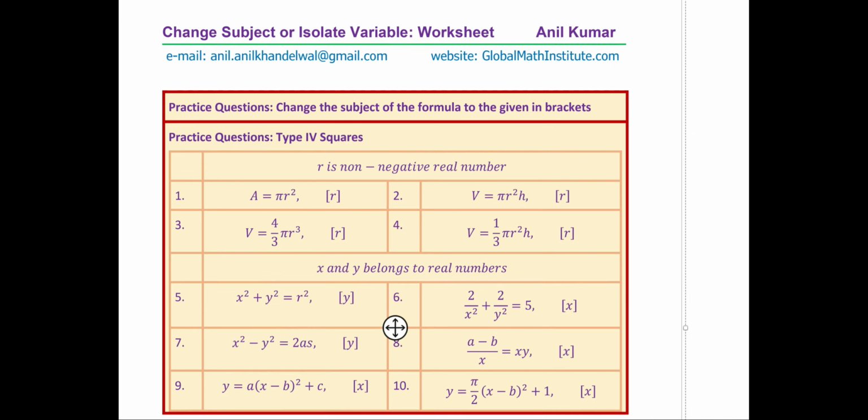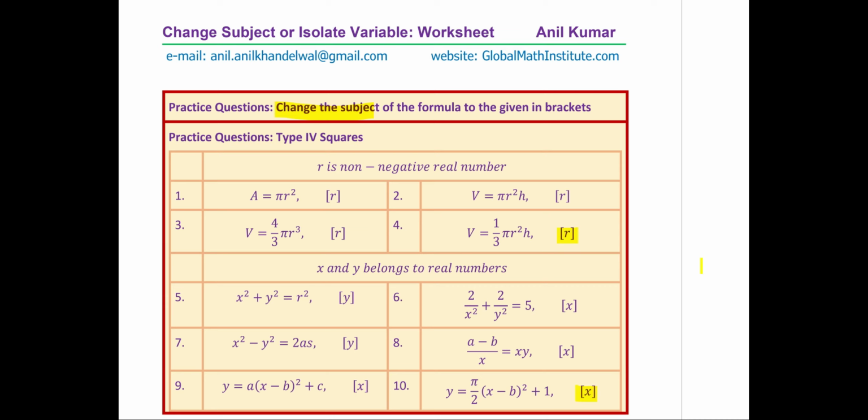Now let's move on to the ones which have squares involved. Very common formulas: A equals pi r squared, volume equals 4 by 3 pi r cubed, and so on, right? Well, this one is a cube, so the others are all squares. When a square is involved, you have to take the square root to isolate the variable or change the subject. Remember, the subject should be the one given in the square bracket, right? It becomes tricky when you move on to equations which have more terms involved.